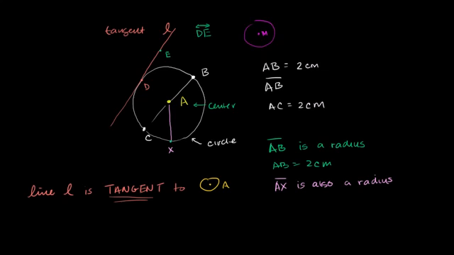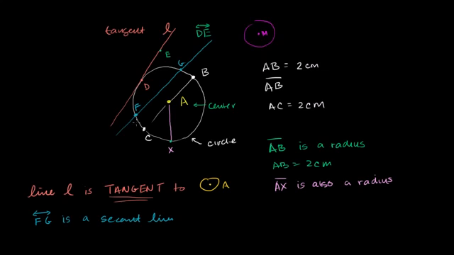You could just as easily imagine a line that intersects the circle at 2 points. So maybe this is F and this is G. You could call that line FG. So we could write it like this, line FG. And this line that intersects it at 2 points, we call this a secant of circle A. It is a secant line to this circle right over here because it intersects it in 2 points.